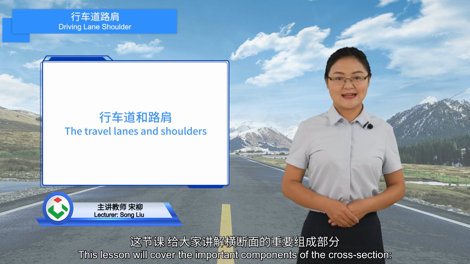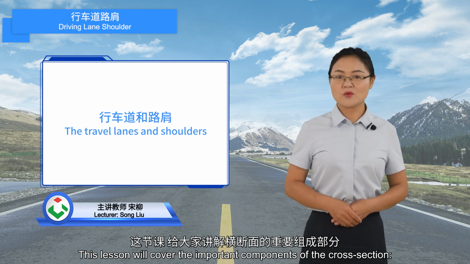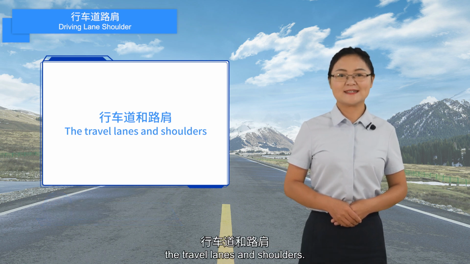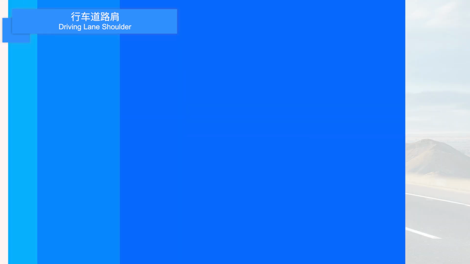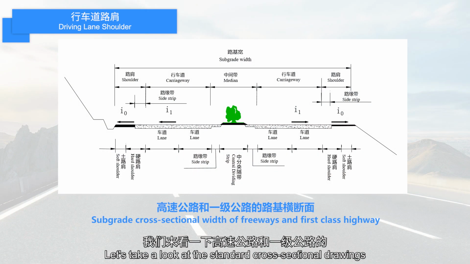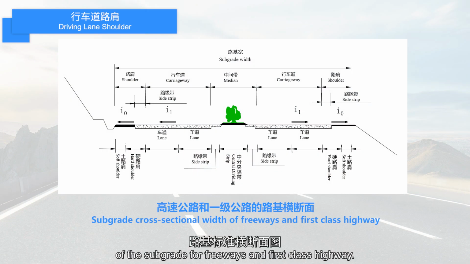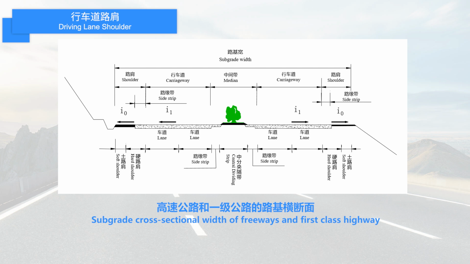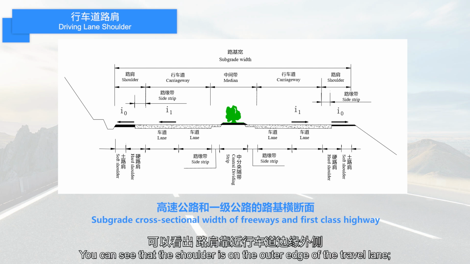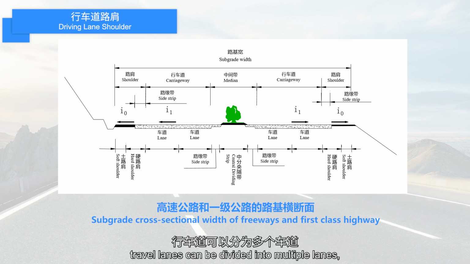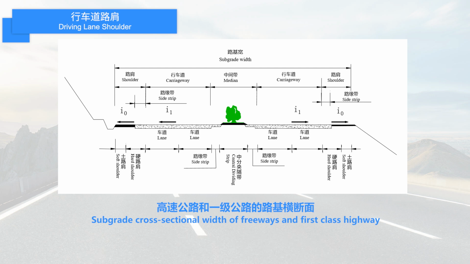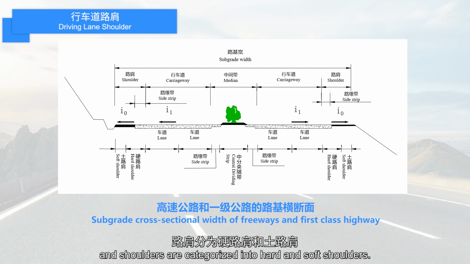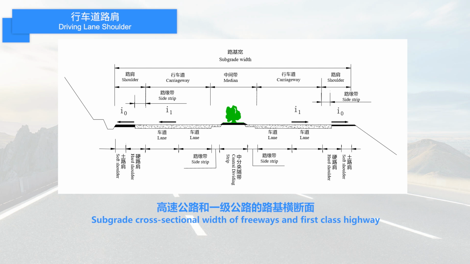This lesson will cover the important components of the cross-section, the travel lanes and shoulders. Let's take a look at the standard cross-sectional drawings of the subgrade for freeways and first-class highway. You can see that the shoulder is on the outer edge of the travel lane. Travel lanes can be divided into multiple lanes, and shoulders are categorized into hard and soft shoulders.